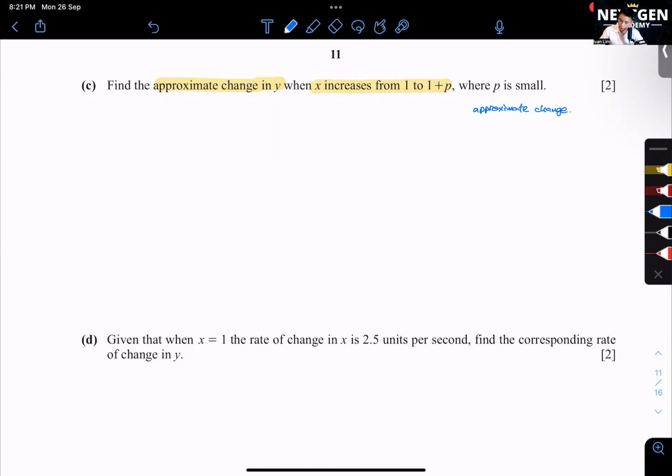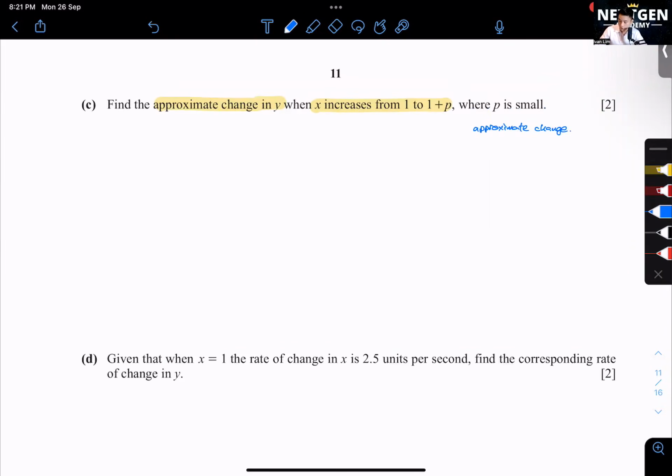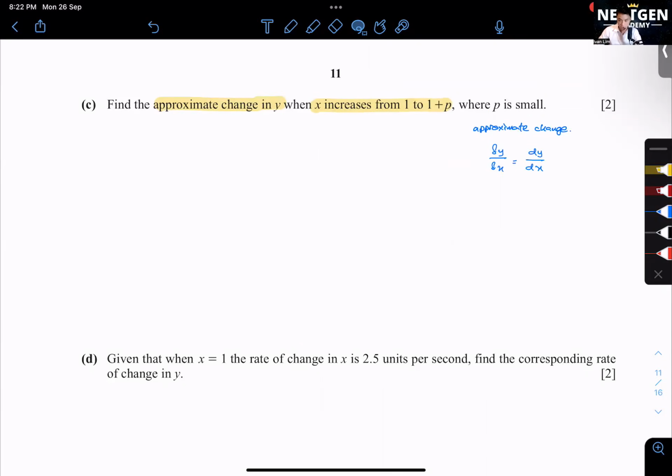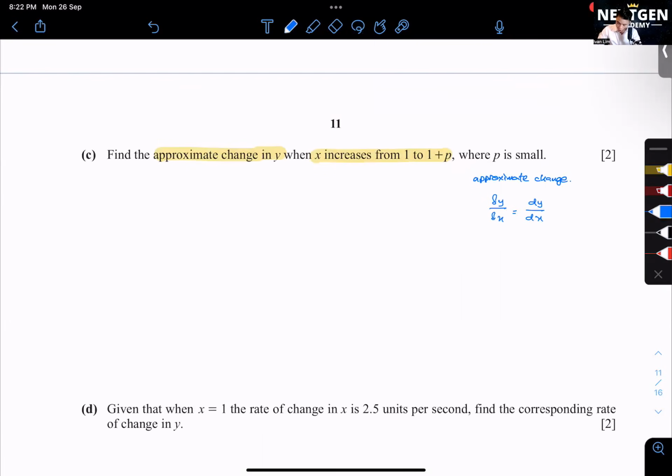Okay, so remember when it's an approximate change kind of question, the main equation is delta y over delta x equals to dy over dx. Whenever you see the words small change or approximate change, you straight away write this equation down first. Then let's see what we need to find. Our original x, right? So when x equals to 1, dy over dx equals to, you all sub this in first.